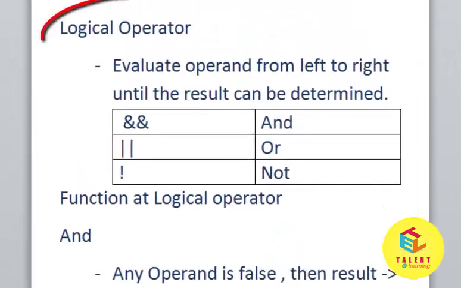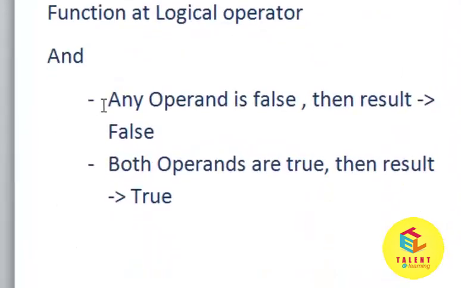Next, logical operator. Logical operator evaluate operand from left to right until the result can be determined. This is the list of logical operator: and, or, not. Functions of logical operator. And: if any operand is false, then result will be false.